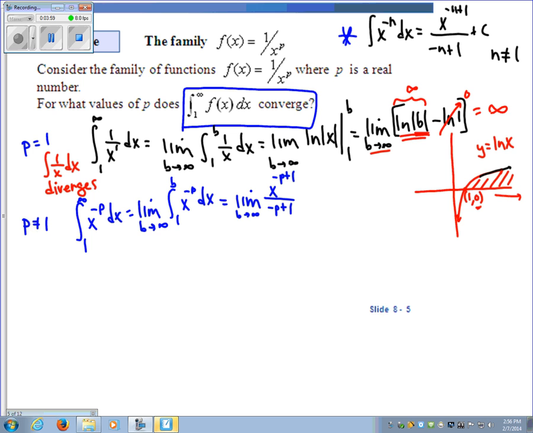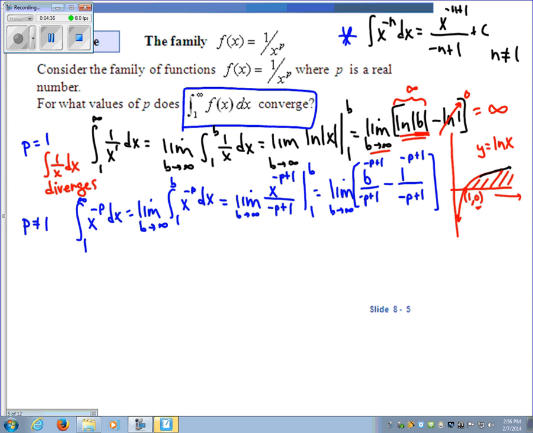Okay? And we're going to evaluate that from 1 to b. Okay, so now I need to plug in b and 1 for my x. So this is going to be the limit of b to the minus p plus 1 over minus p plus 1, and then minus what I get when I plug in x equal 1. So I'm going to have 1 to the minus p plus 1 over minus p plus 1. And this is as b goes to infinity.